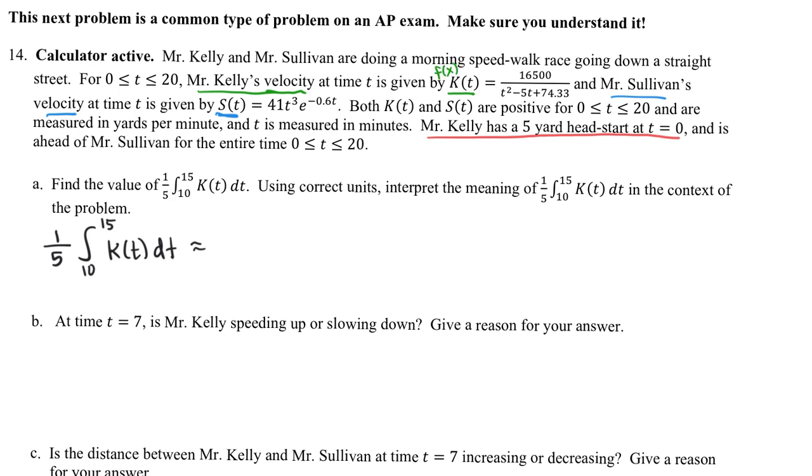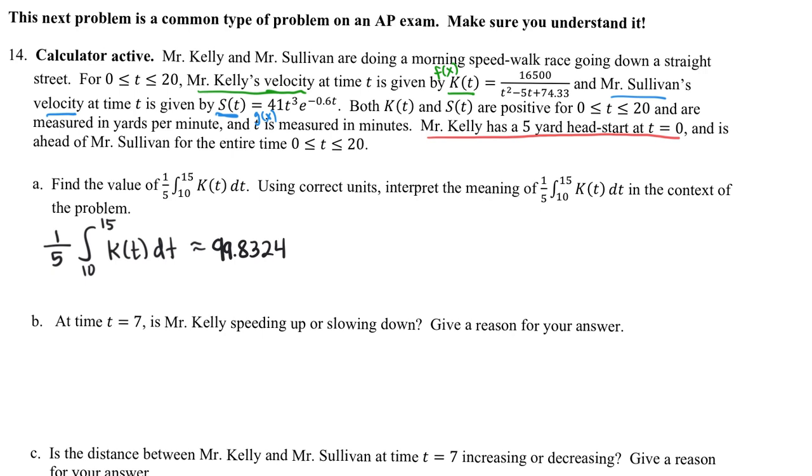And I'm going to save Mr. Sullivan's velocity as g of x. And I'm just making a note for myself. So when I put this in the calculator, I'm going to do 1 over 5, the integral from 10 to 15 of f of x dx to get my answer. Okay, the calculator gave me 99.8324.